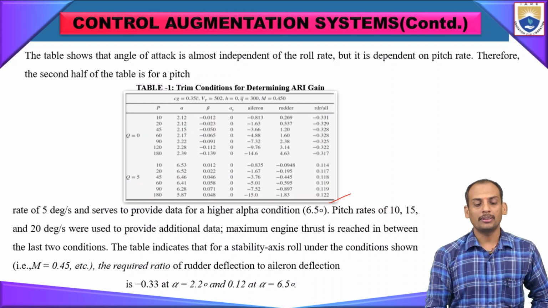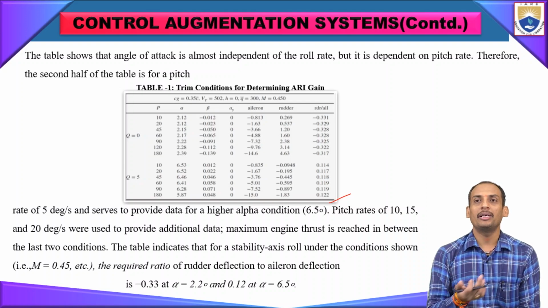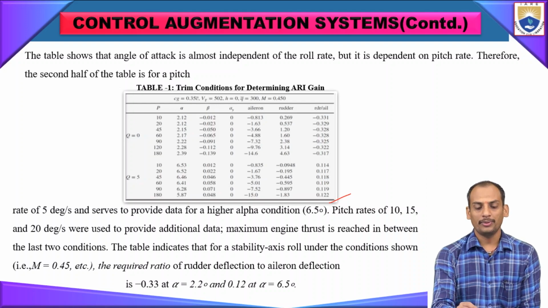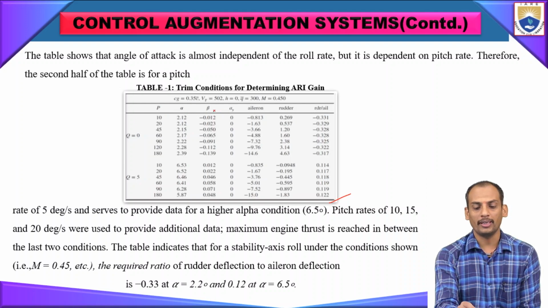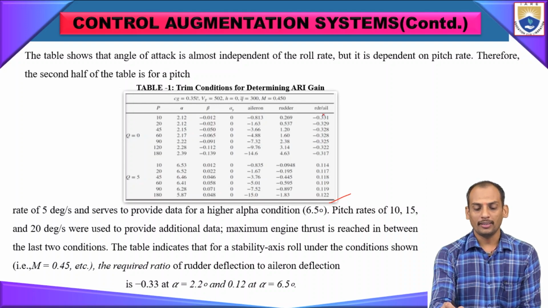The table shows that the angle of attack is almost independent of roll rate only, but it depends upon the pitch rate. The second part of that table gives the pitch rate values. So the P and alpha values, and beta will be the roll angle, the sideslip angle, and the aileron values, rudder values, and rudder tail values also we are getting out from it.